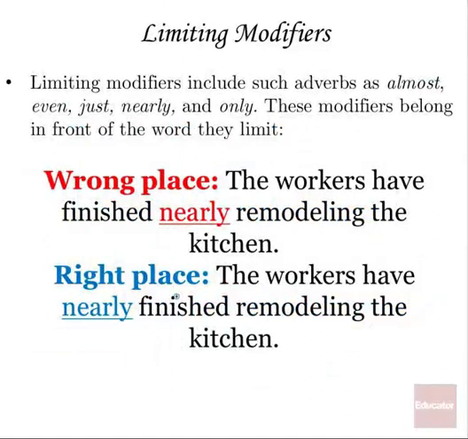All right, what are limiting modifiers? Limiting modifiers include such adverbs as almost, even, just, nearly, and only. These modifiers belong right in front of the word they limit. So, it's wrong to say, the workers have finished nearly remodeling the kitchen. Wait, they finished almost remodeling it? Their job was to almost fix things, but not totally? That doesn't make a whole lot of sense. So you say, the workers have nearly finished remodeling the kitchen. It's the finishing that's almost done, not the remodeling.